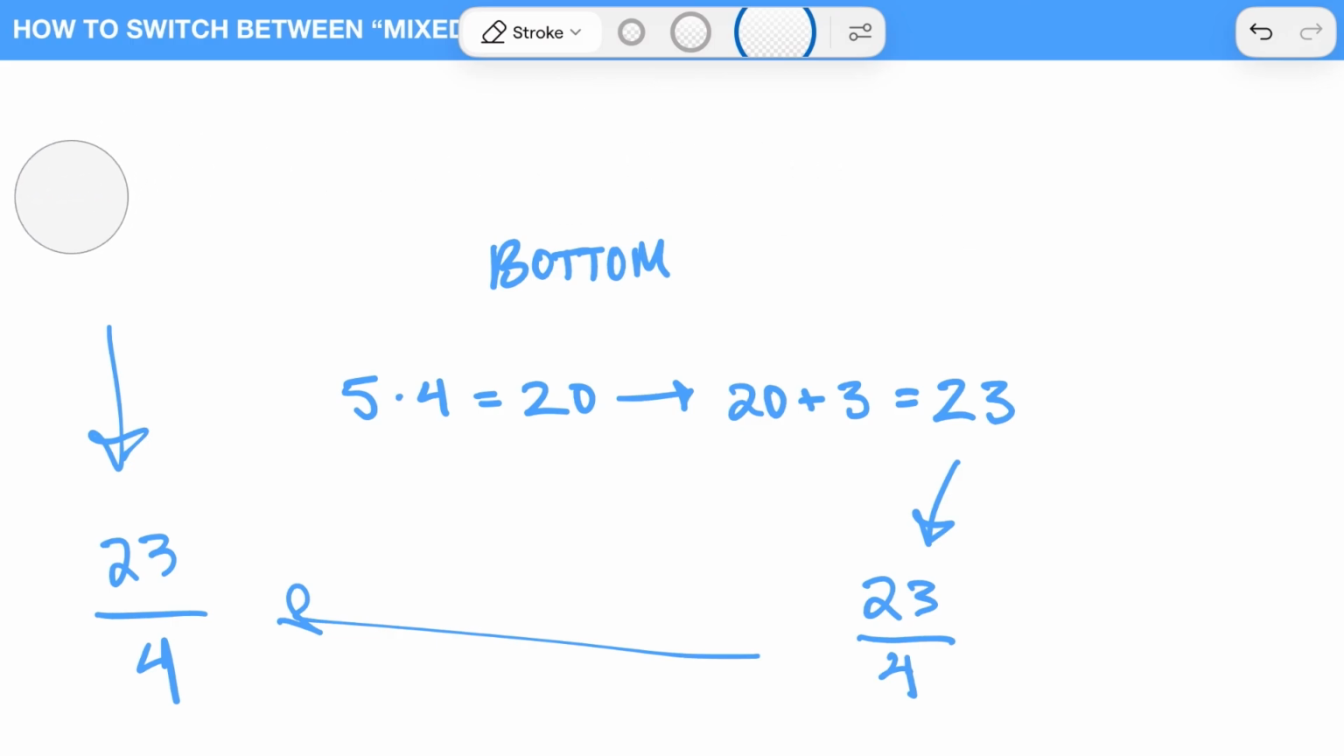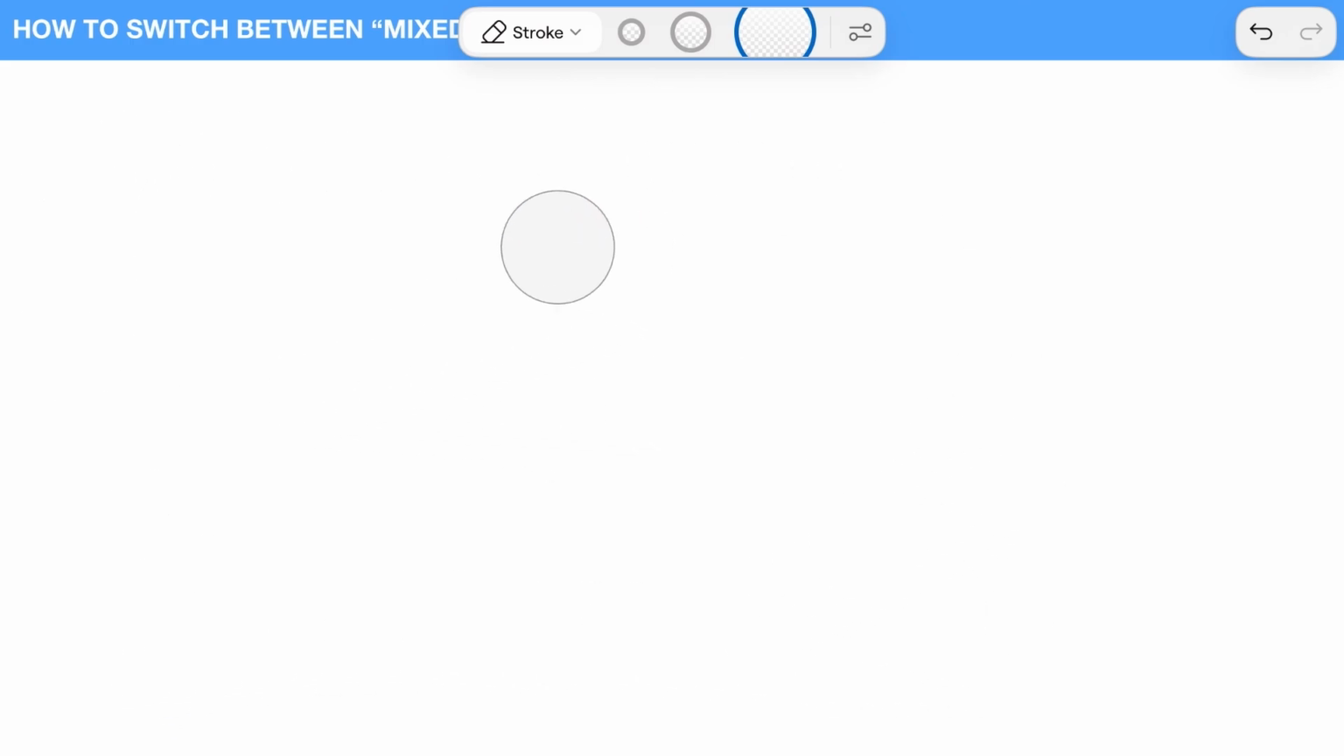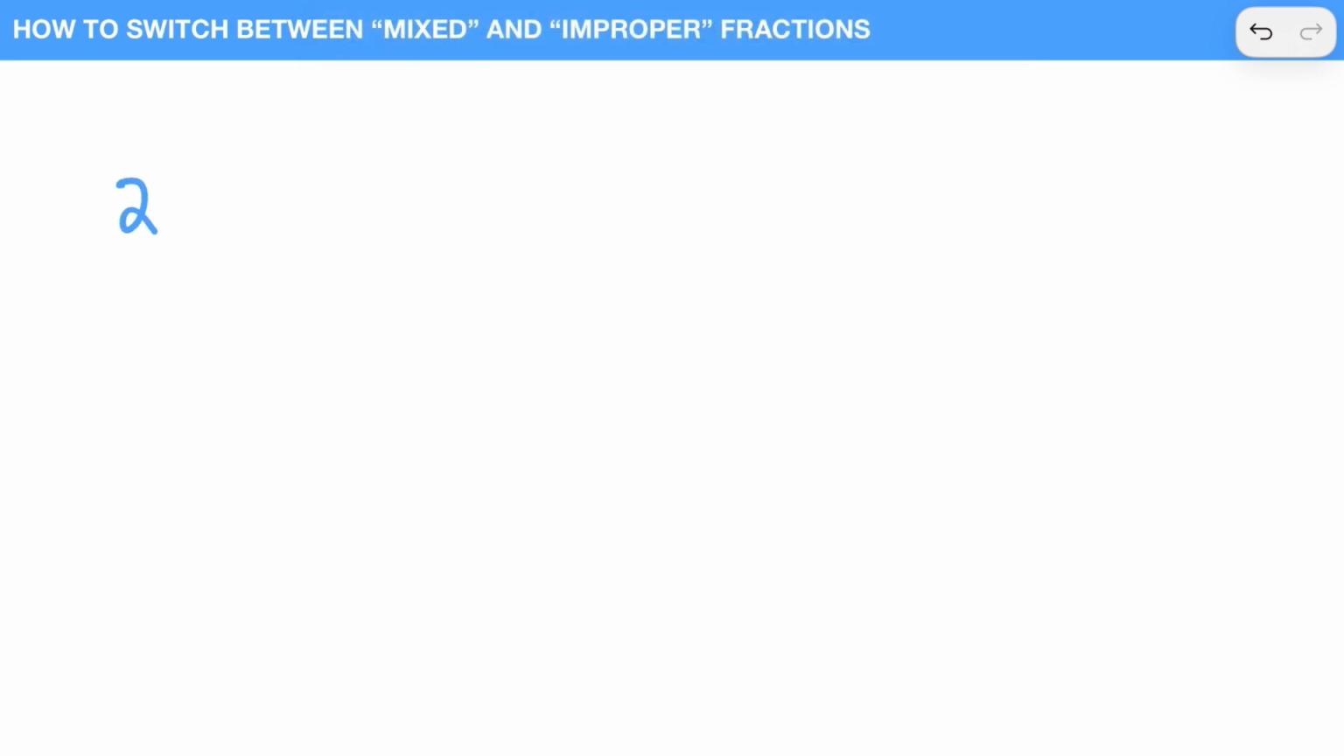Let's try some examples to solidify this new skill. I want us to try 2 3/4, 3 1/5, and 5 2/3. How do I write all of these as improper fractions? Well, let's get started. I'm going to do the big times the bottom plus the top. That's 2 times 4 is 8 plus 3 is 11. All over the bottom is 4. That's the first one done.